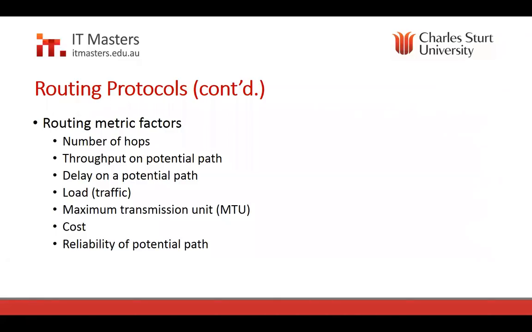Cost is a consideration. Cost is one that a protocol like OSPF uses, and it basically comes down to the speed of the link. So is it a 10 meg link, a 100 meg link, a 50 meg link, whatever. And then lastly, the reliability of potential paths. So how often is it up? How often does it go down?